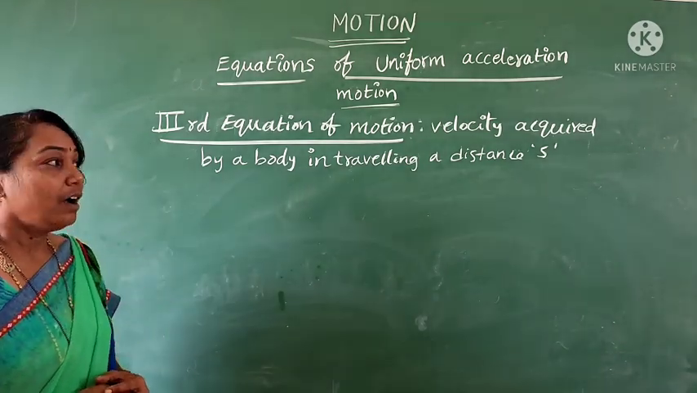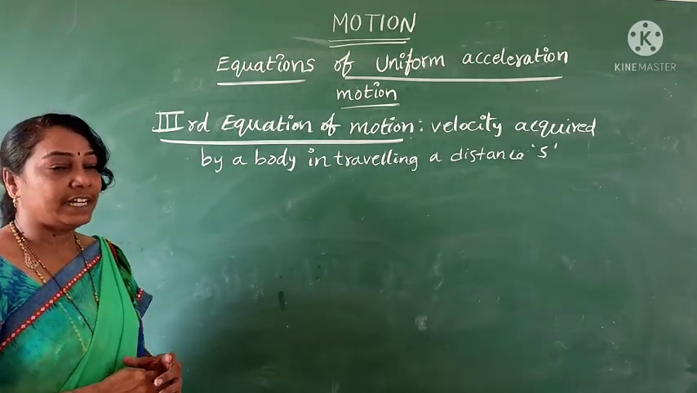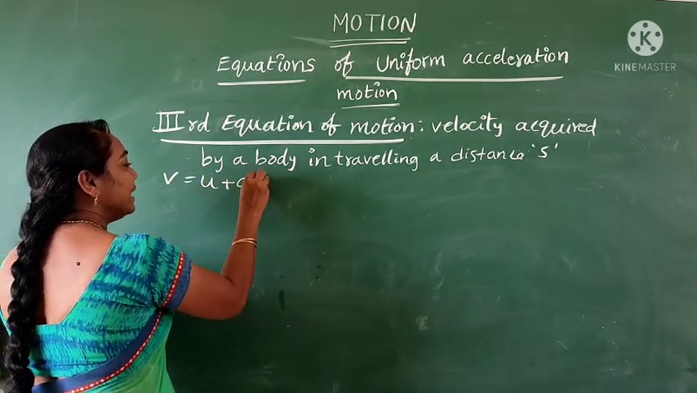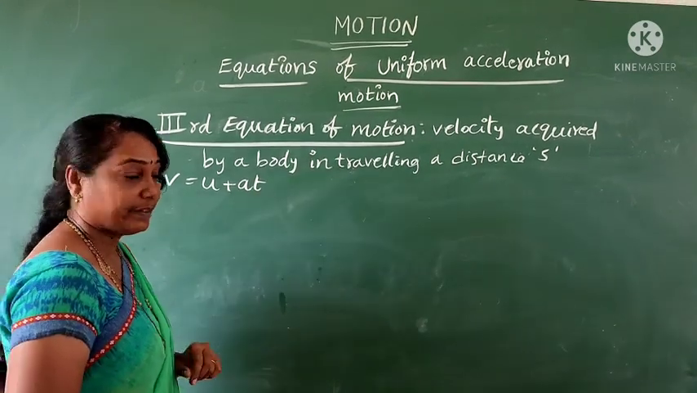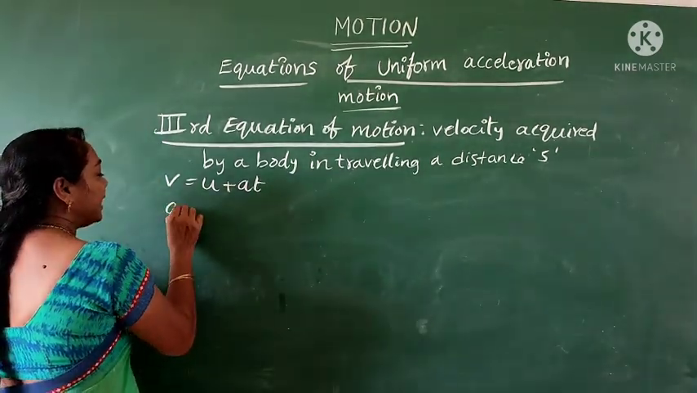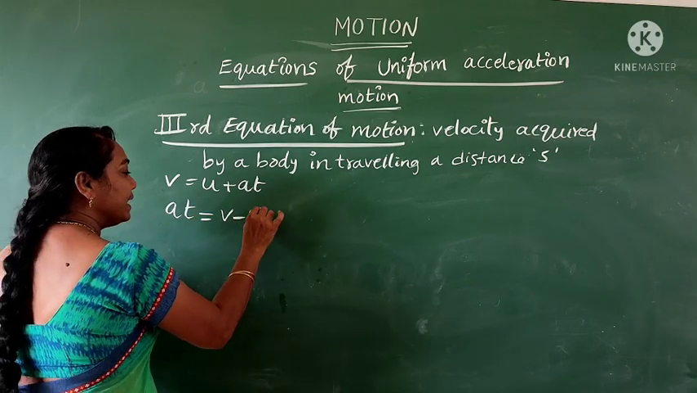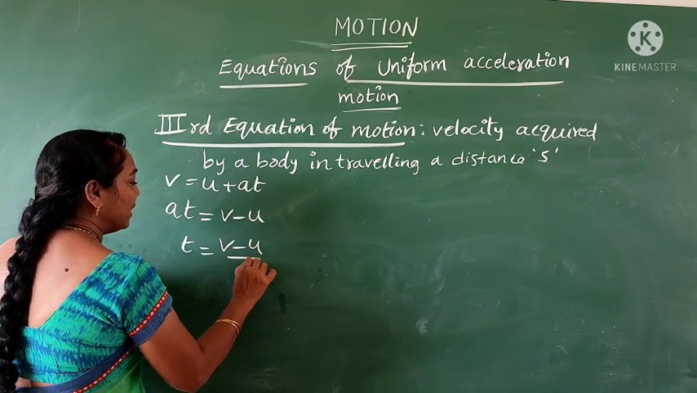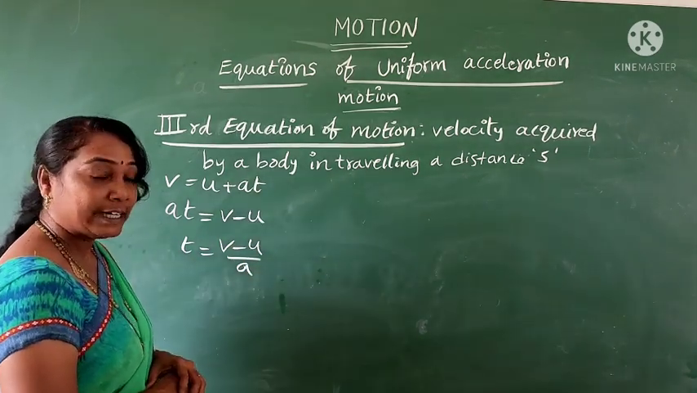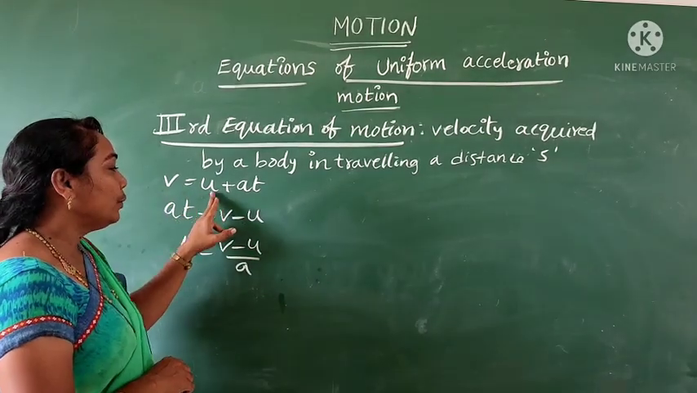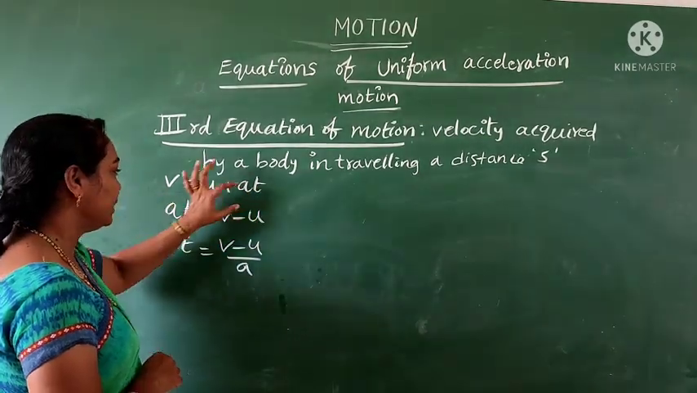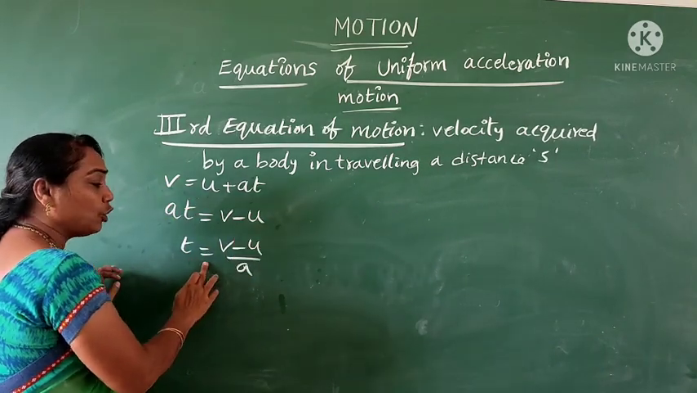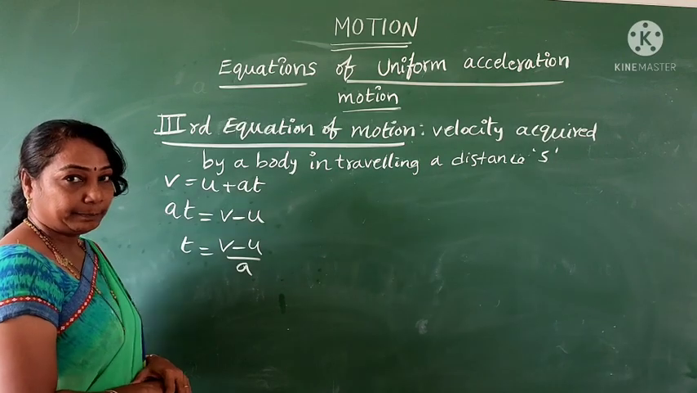Already we know the first equation. What is the first equation? v equal to u plus at. From this equation, we write at equal to v minus u, so t equal to v minus u by a. Do you understand? v equal to u plus at, at equal to v minus u, t equal to v minus u by a.